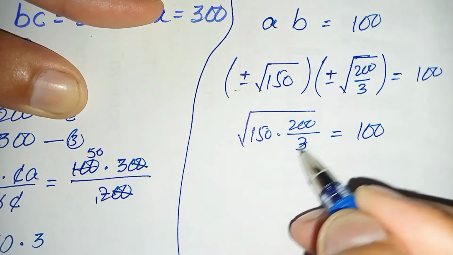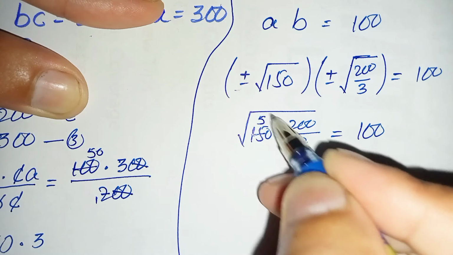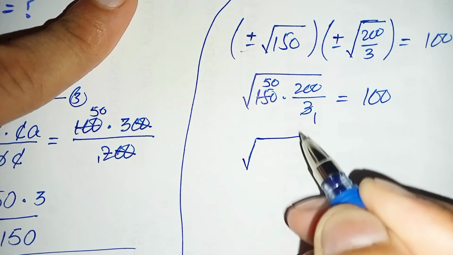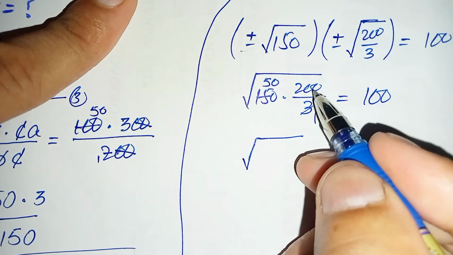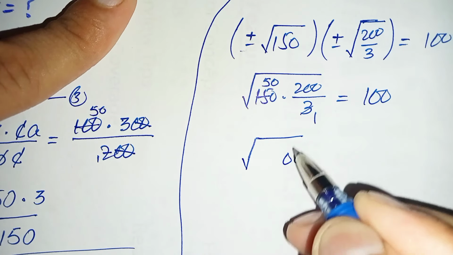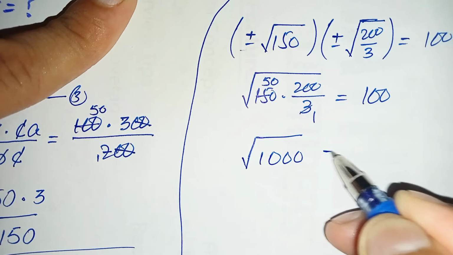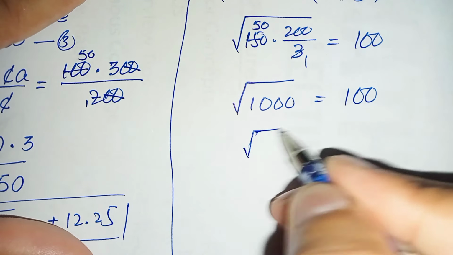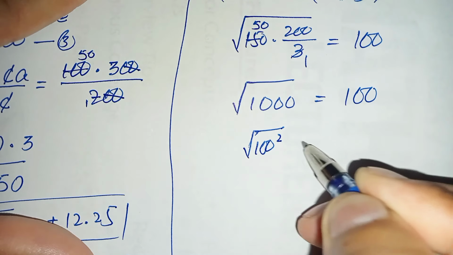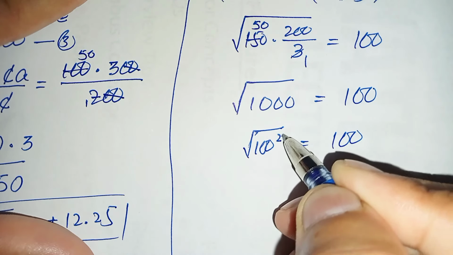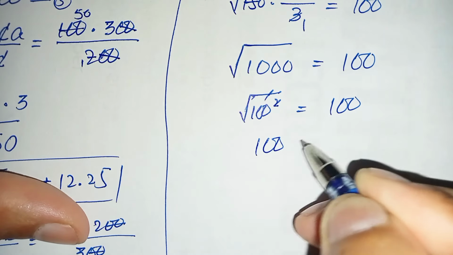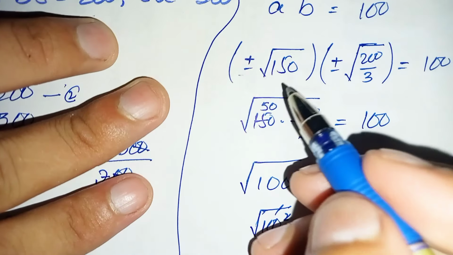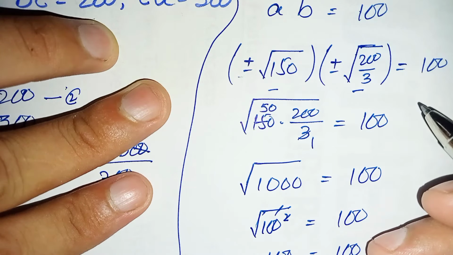Here we will simplify these two numbers. So 3 times 1 is 3, 3 times 5 is 15, so it will become 50. Next it will become square root of 50 times 200. Now what is the value of 50 times 200? 50 times 0 is 0, 50 times 0 is 0, and 50 times 2 is 100. So it is 10000, which we can write in square form as square root of 100 square, which is equal to 100. Here we will cancel the square with the square root, so it will become 100 is equal to 100. Now, since both sides are equal, it means that the values of a and b are exact and correct.